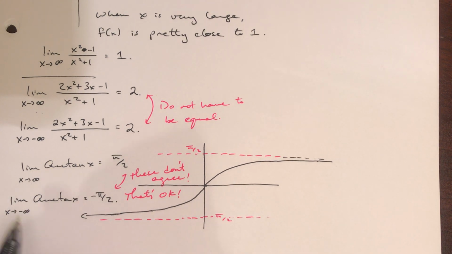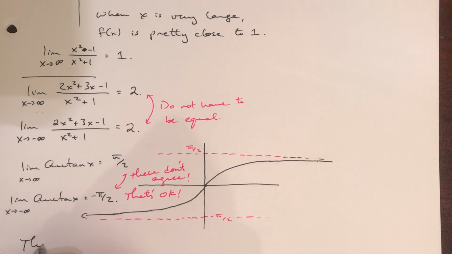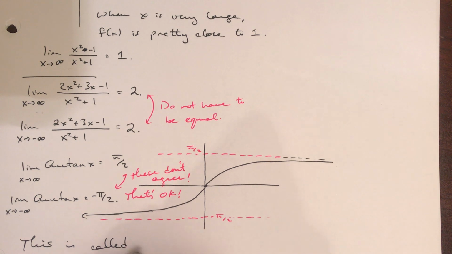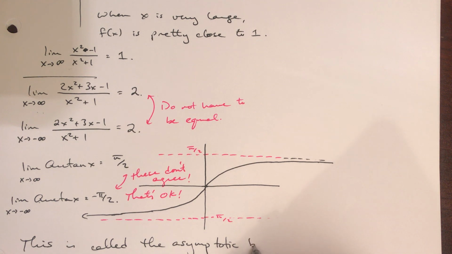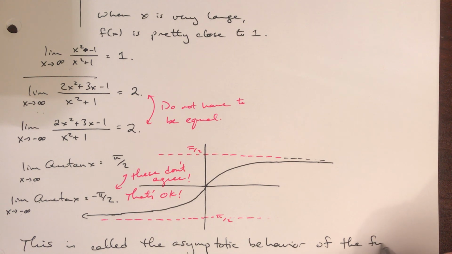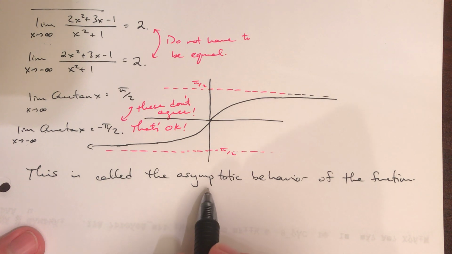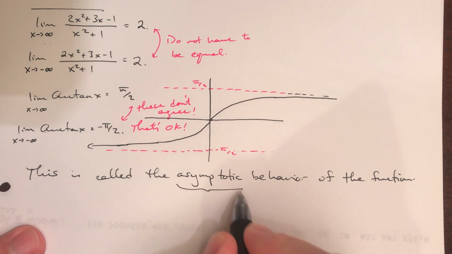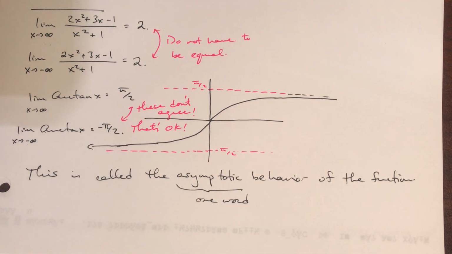When we talk about the limit at infinity, when we talk about the limit at negative infinity, for any of these problems, this is called the asymptotic behavior of the function. So, asymptotic, this is one word. I know it looks like there's a little space in there, but this is really just a single word, asymptotic behavior. It's going to be the behavior at infinity, behavior at negative infinity.